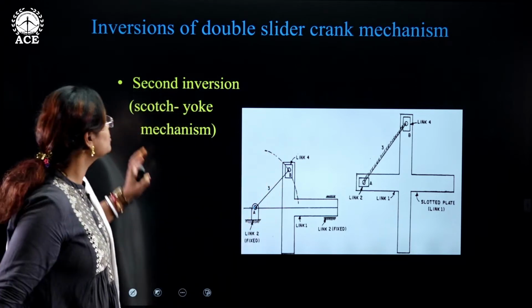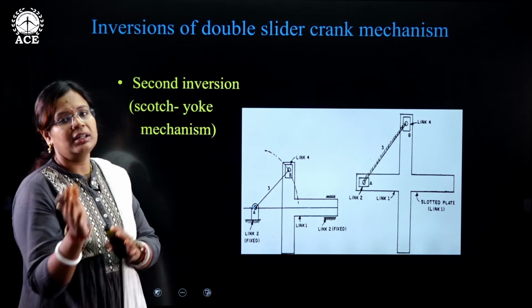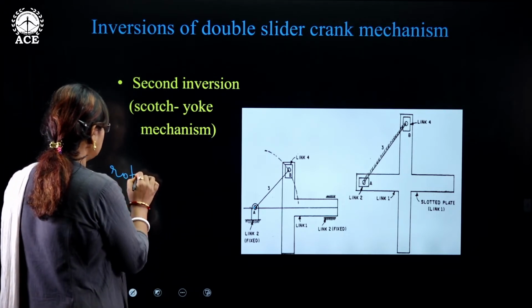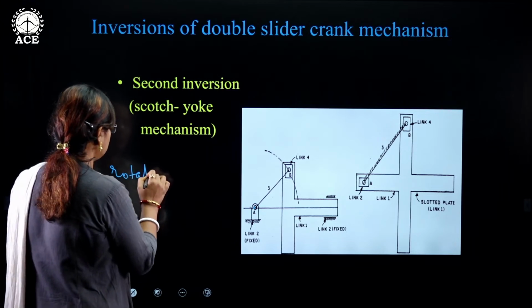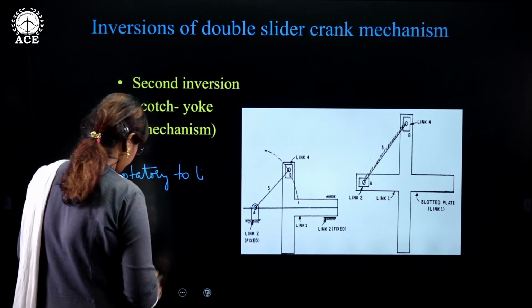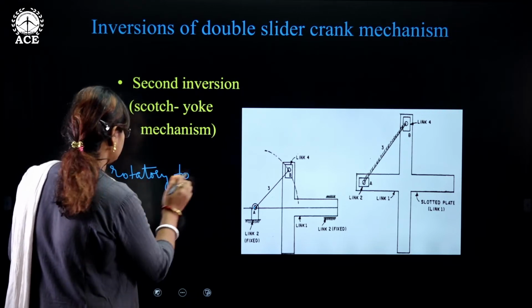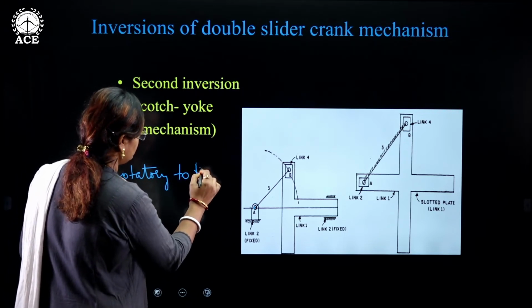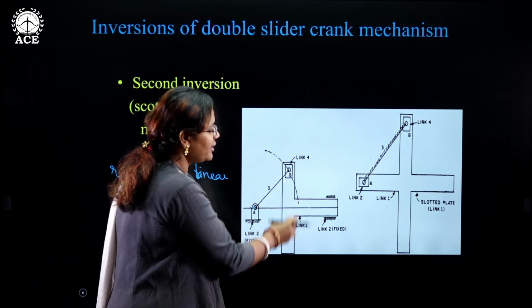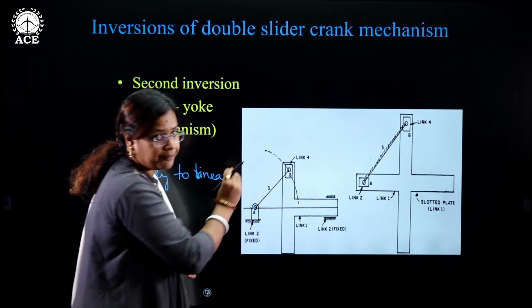This particular arrangement is used in the Scotch yoke mechanism, where rotatory motion is transmitted from rotation to linear, reciprocating motion. So the slider is going to slide in a linear motion and this particular link is going to rotate in the rotation direction.